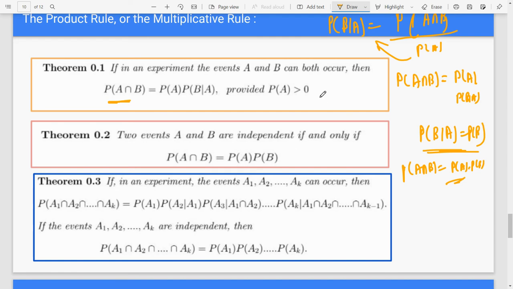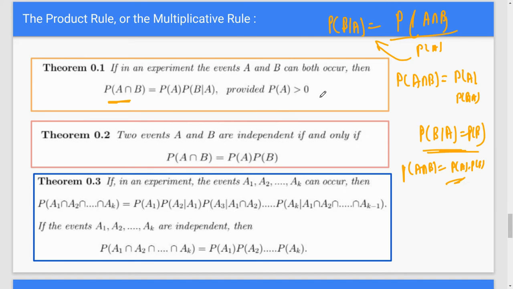Now, how to solve questions based on that, you can think of it this way. Let's say you have a device, a system with two engines, E1 and E2. This system will only work when engine E1 works and engine E2 also works. The probability that engine E1 will work is 0.7, and the probability that engine E2 will work is 0.3. What is the probability that this particular system will work?